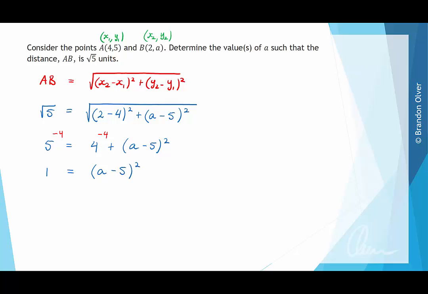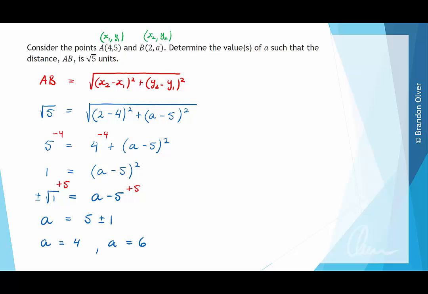And now if something squared is equal to 1, if we essentially take the square root of both sides, we get plus or minus the square root of 1 is equal to a minus 5. And then to find a, we simply add 5 to both sides of the equation. So we know that a is equal to 5 plus or minus the square root of 1, which is just 1. Therefore, a equals 4 or a equals 6.